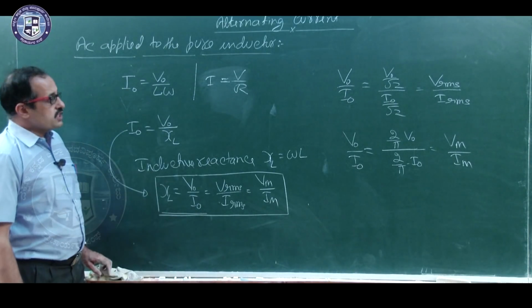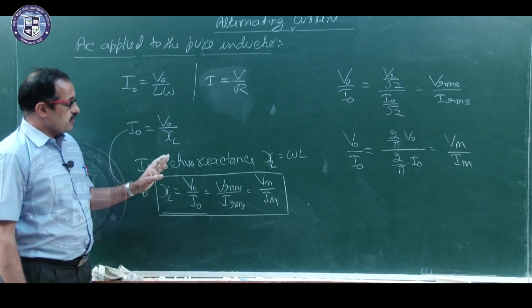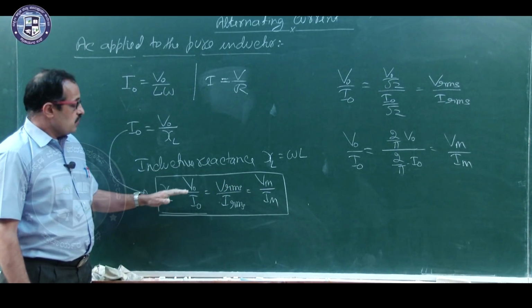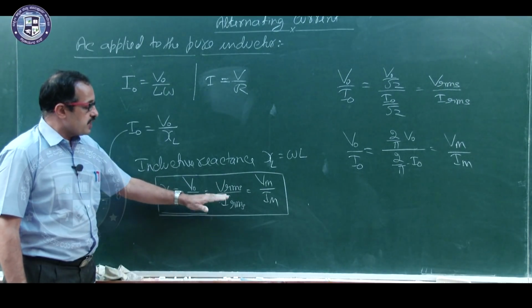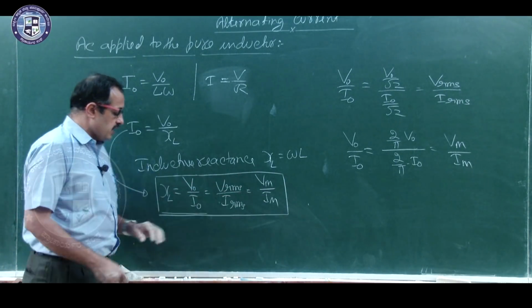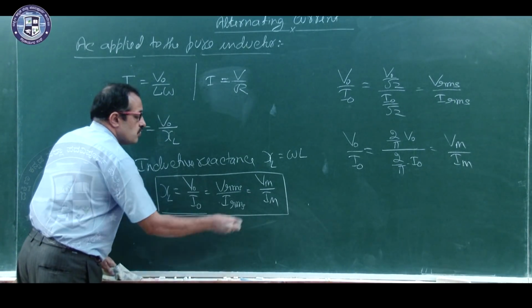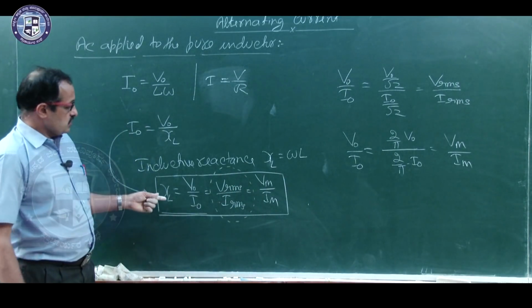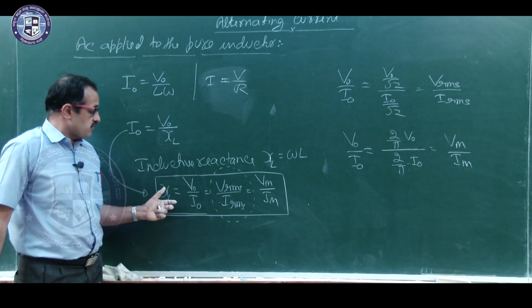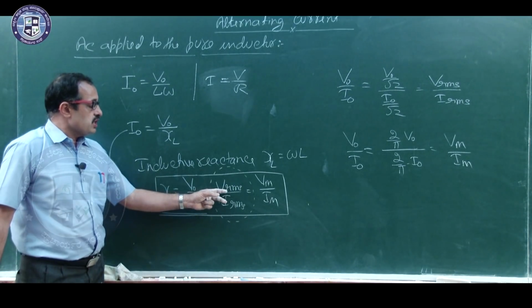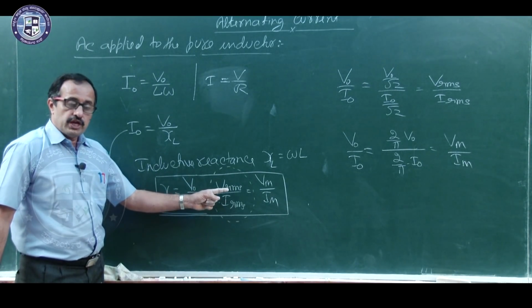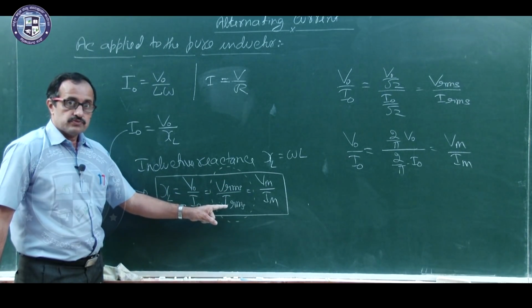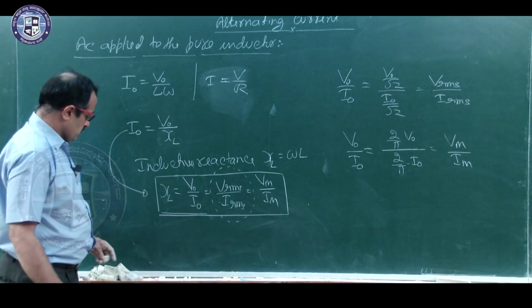So, we can find out inductive reactance by solving any one of them out of three: V naught by I naught equal to Vrms by IRMS equal to Vm by Im. But to define, it is better to take this equation. Therefore, how to define inductive reactance? Inductive reactance is defined as the ratio of RMS voltage across the inductor to the RMS current through it. This definition is better. Okay?